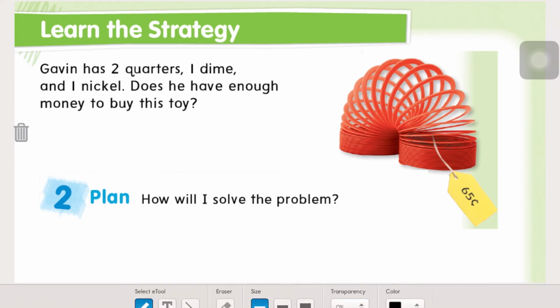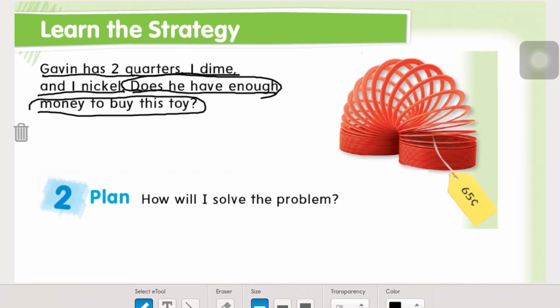We're going to underline what we know. He has 2 quarters, 1 dime, 1 nickel. Circle what we need to know. Does he have enough money to buy this toy? Okay, so how will I solve the problem?